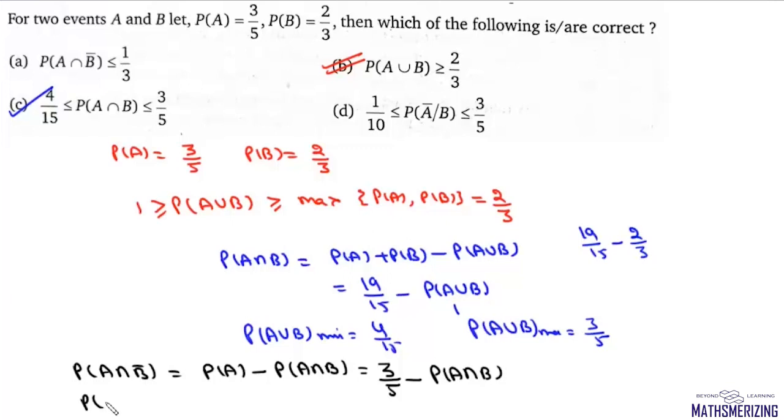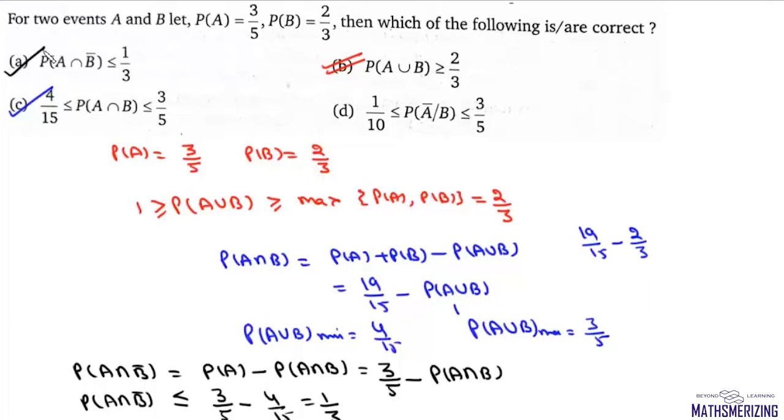So P(A intersection B naught) will always be less than or equal to 3 by 5 minus 4 by 15, which is 5 by 15, that is 1 by 3. That means this option A is also correct.